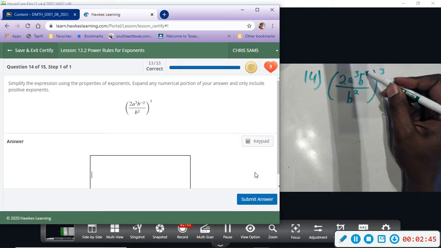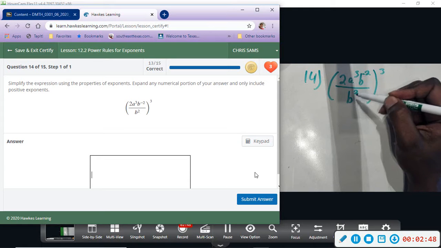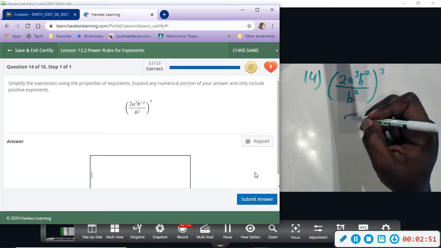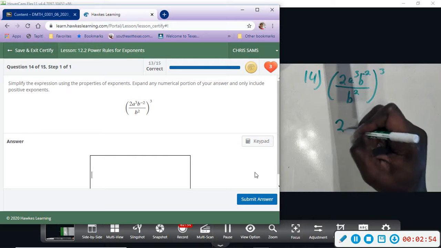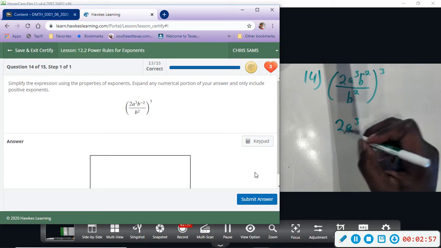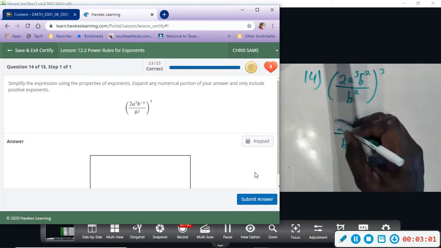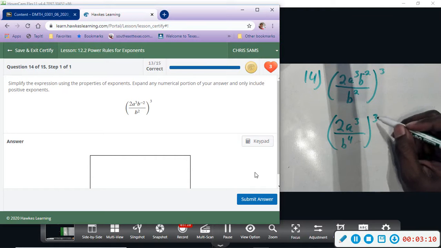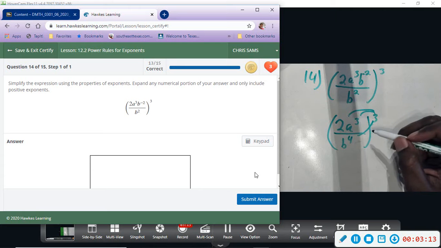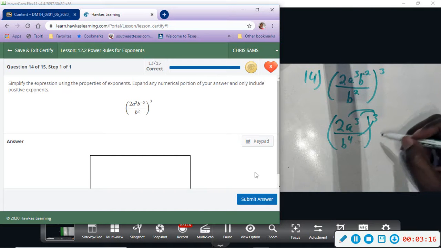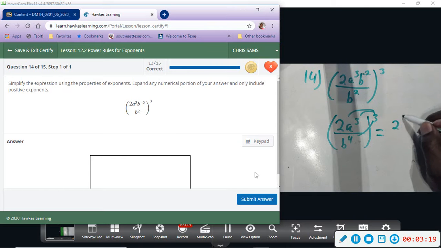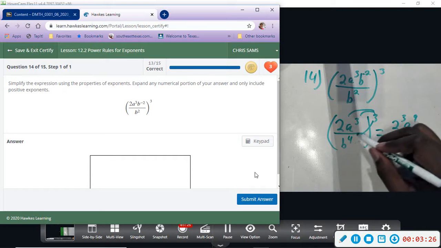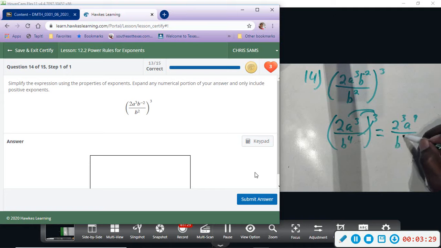So this negative power is going to get moved down, and that will cause me to add those two b's together, and then everything else will stay. So I will have 2a cubed over b to the 4th, raised to the 3rd. So now I'm going to raise everything to the 3rd power. Doing so will give me 2 to the 3rd. 3 times 3 will give me a to the 9th. And then 4 times 3 will give me b to the 12th.